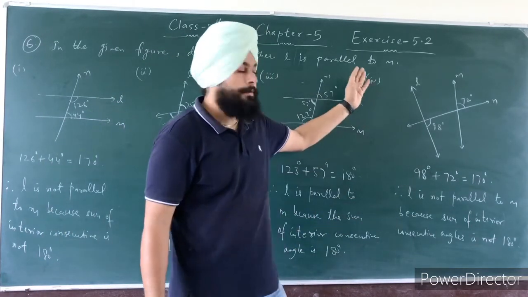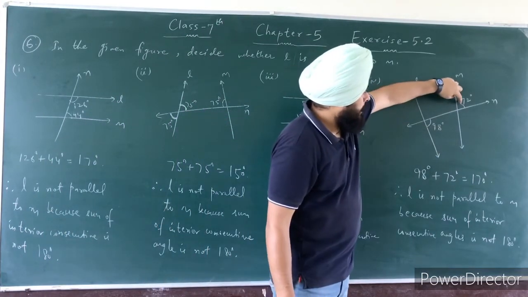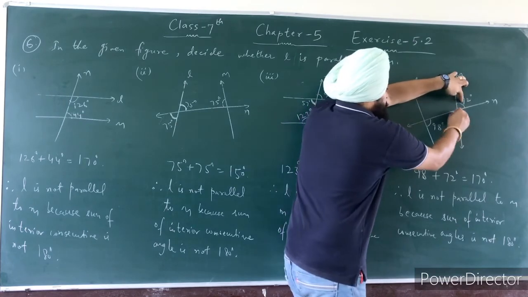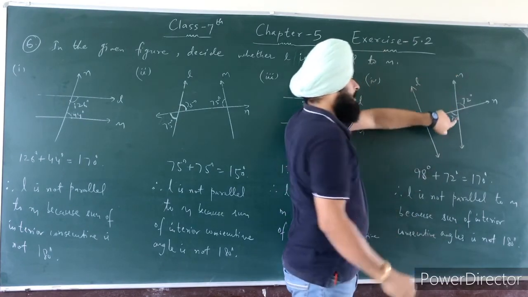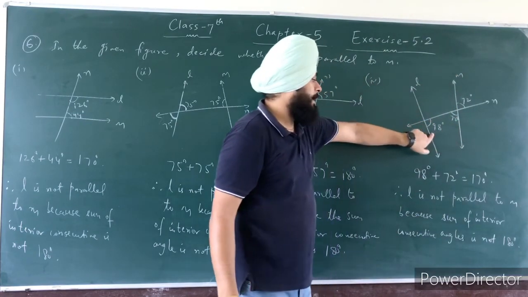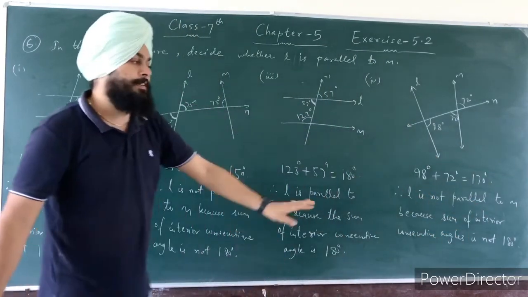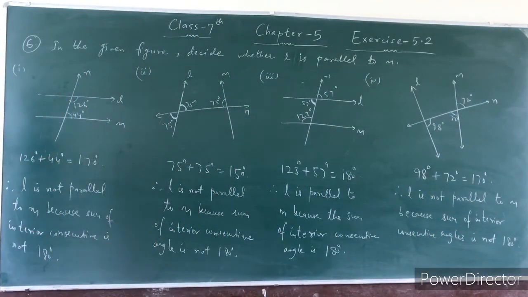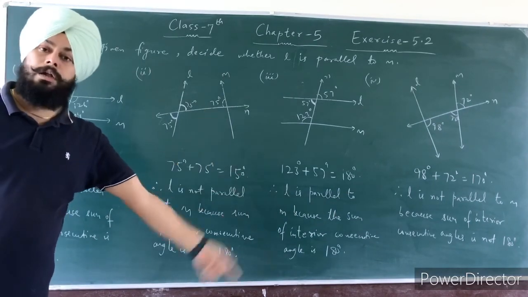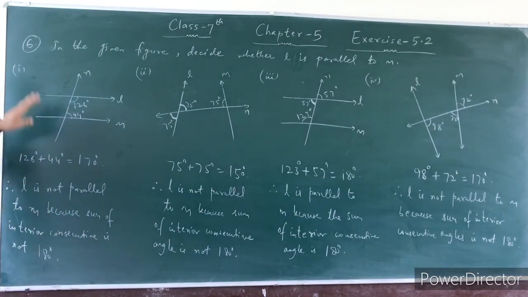Alright, because the sum of interior consecutive angles is 180 degree. Last, again, fourth part. This angle is of measure 72. Its vertically opposite angle is also of measure 72 degree. So 72 plus 98, it is 170 degree. Therefore, L is not parallel to M. The reason is same. The sum of interior consecutive angles should be 180 degree. So this is your question number 6 of exercise 5.2. Thank you.